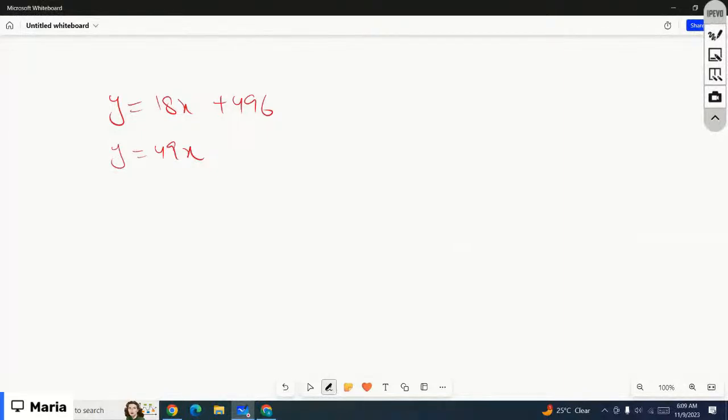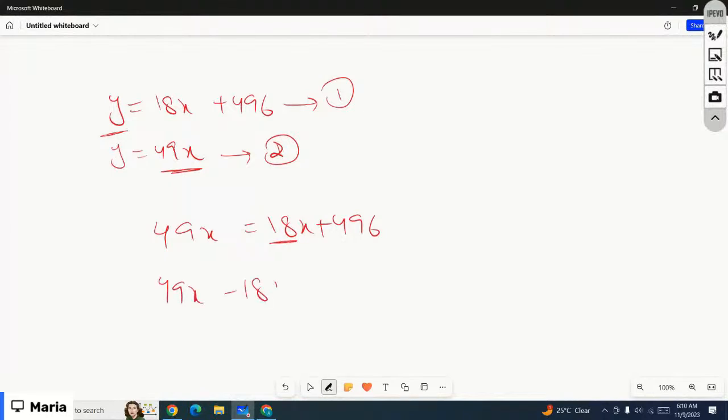So the easier method to use is the substitution method. Just substitute the value y equals 49x in equation number 1. So replace this y with the value. That is 49x equals 18x plus 496. To isolate the variable x, move 18x to the other side, so that would be 49x minus 18x equals 496. 49 minus 18 equals 31. So you have 31x equals 496, right?